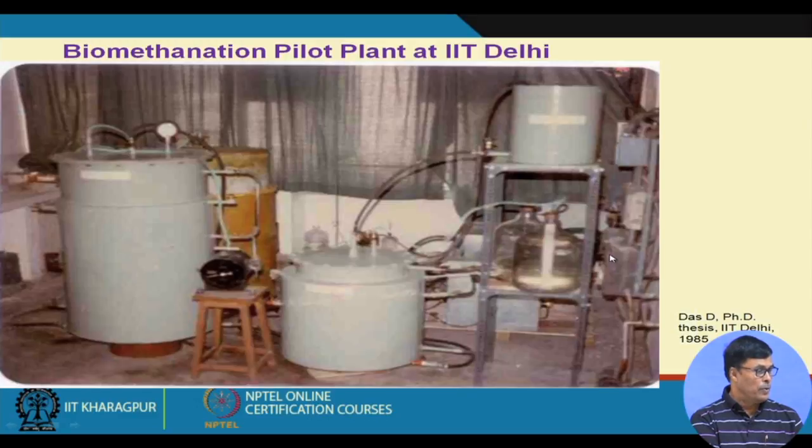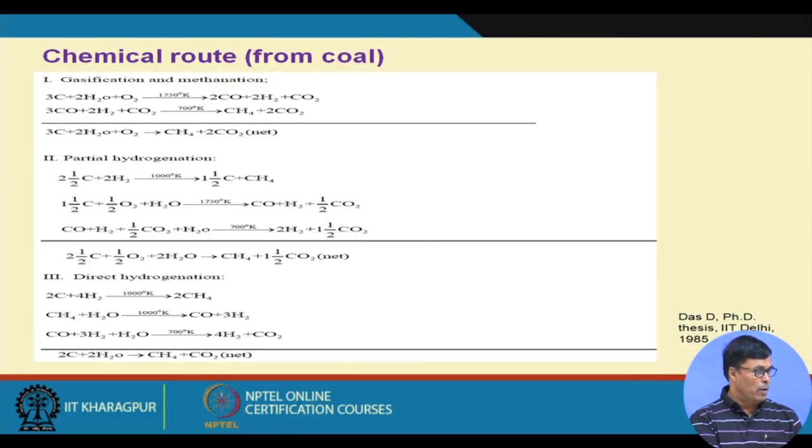So this is the 2-stage process we operated at IIT Delhi. This is the acidogenic reactor, this is the methanogenic reactor. This is the pilot plant we operated very successfully, and we find that the distillery effluent can be very easily used for the production of methane and carbon dioxide. Now, if you look at the chemical routes, how carbon is converted to methane, this is by using gasification and methanation.